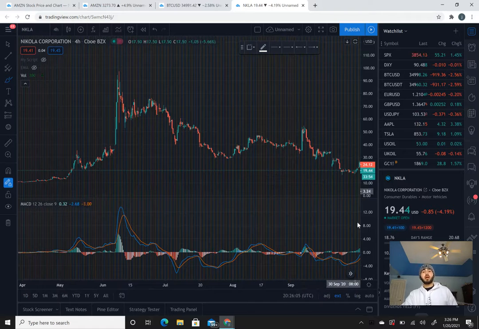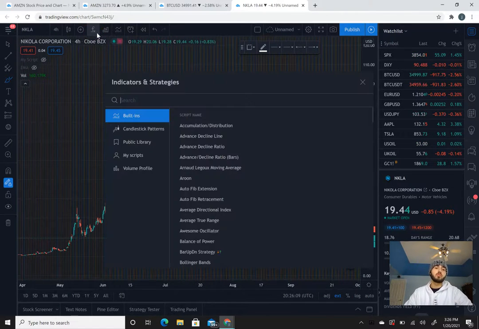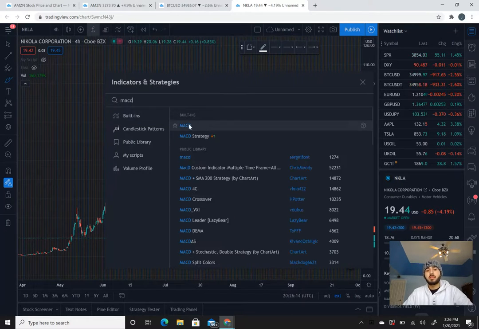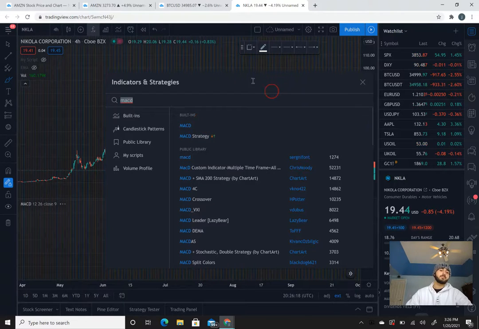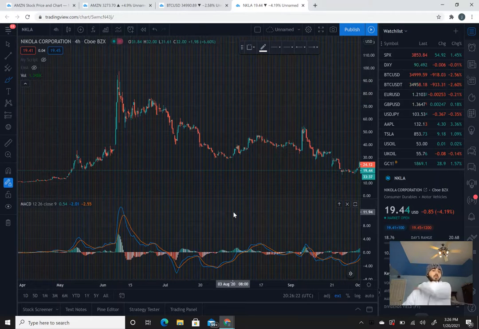It's extremely simple. So how do you pull up the MACD? So this is TradingView. Pretty sure it's a free platform. All you have to do is click here, indicators and strategies, search up MACD. It's going to be the first one, not the strategy, just the MACD. Click the MACD and then you will get something like this. So how do you use this? Let's break it down. That way I make it as simple as possible for you guys.